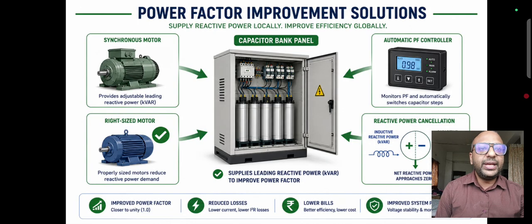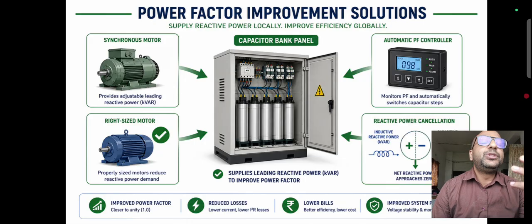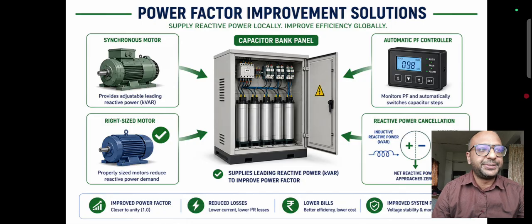Now we come to improving power factor. Power factor can be improved by fixing some equipment, like synchronous motors. We can apply synchronous motors before the inductive loads. They cancel out the reactive power. Then we can use capacitor banks and automatic power factor correction devices. Simply right sizing your motors. That means if a job is 50 horsepower, you don't need a 100 horsepower motor for this. Finally, capacitors are the most effective solution for this.